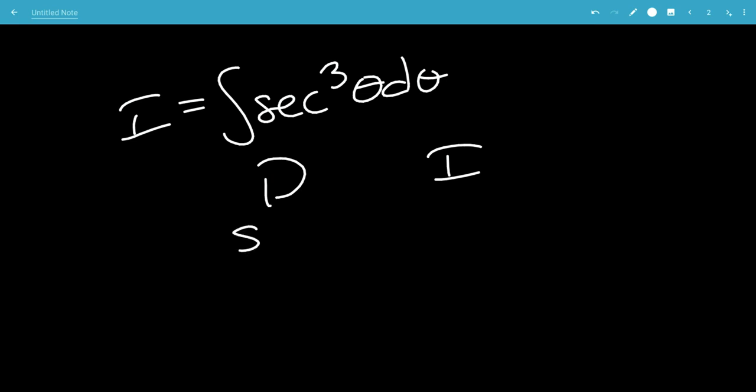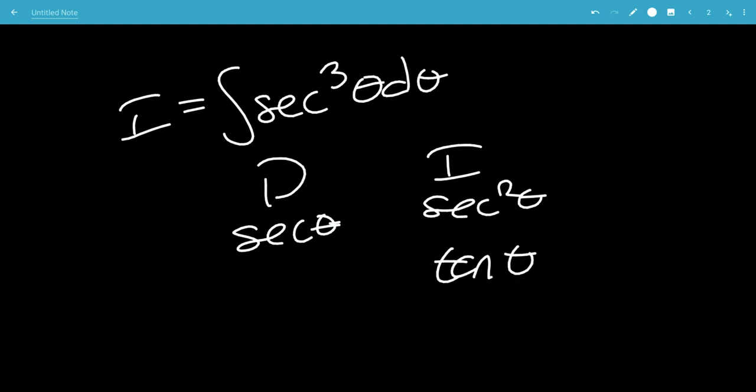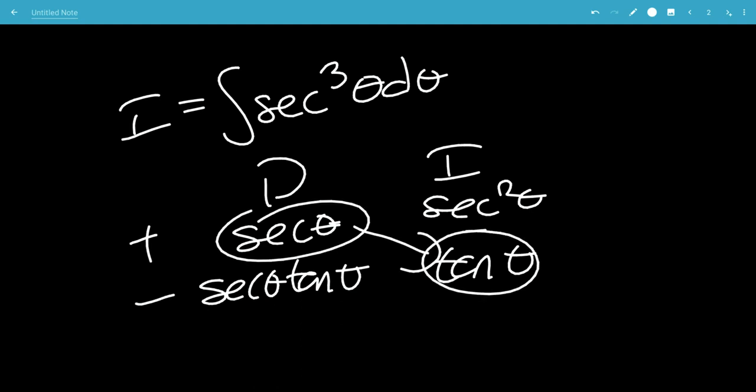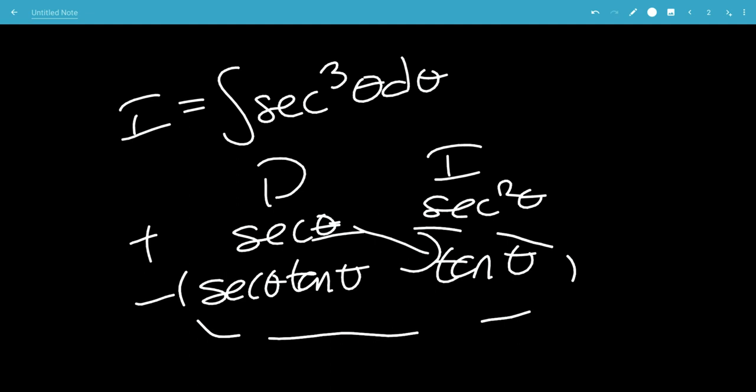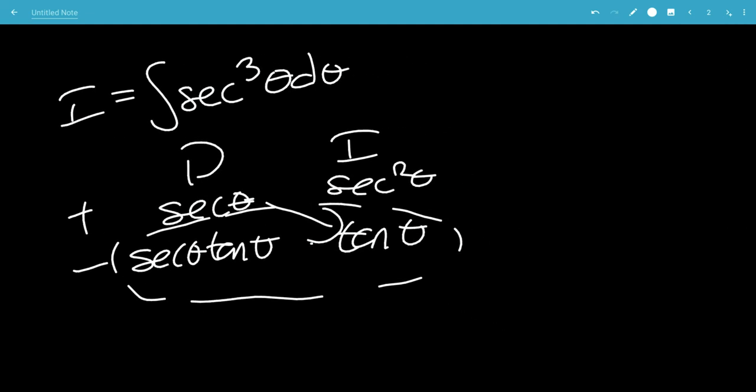We're going to differentiate secant theta. We're going to integrate secant squared theta, which is tangent theta. The derivative of secant theta is secant theta tangent theta, plus minus this term times this term. And these two terms are integrals when multiplied together. So this will be secant theta tangent theta.